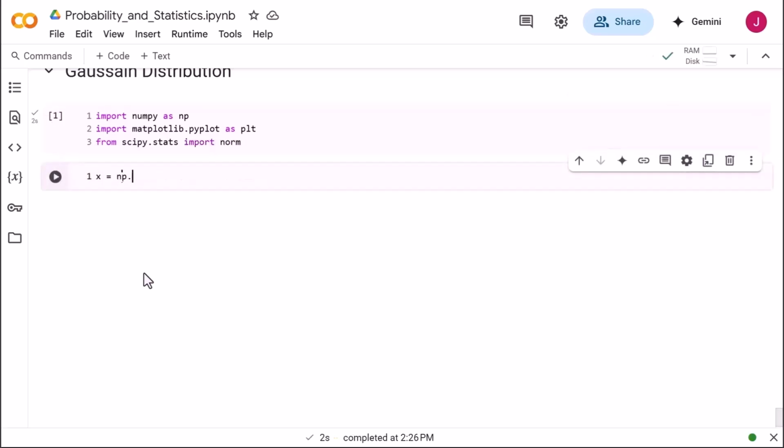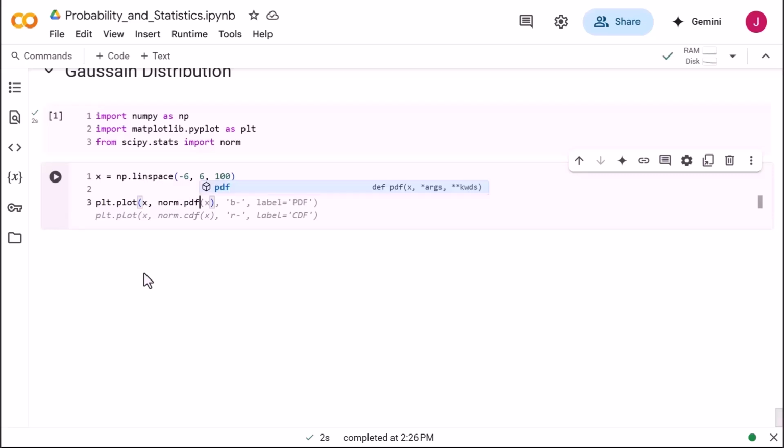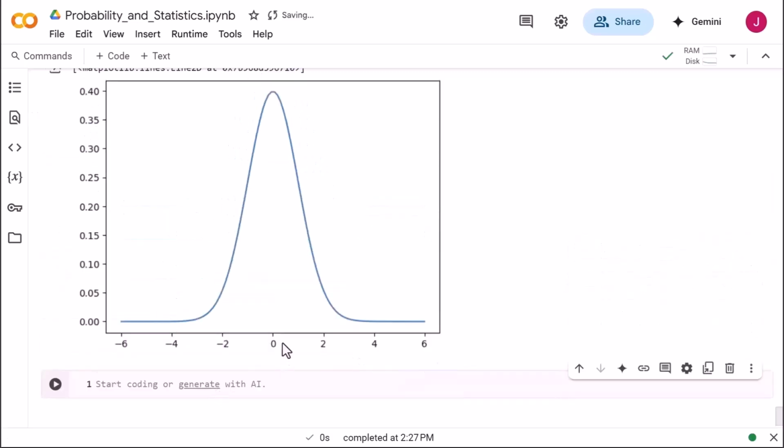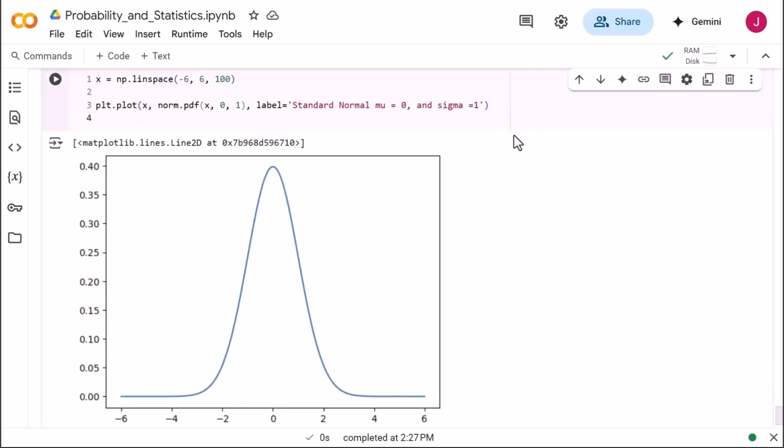x is equal to np.linspace of -6 to 6, and we will generate 100 numbers. Then we go for plt.plot, and here we pass x, and for the y values, we go for norm.pdf of x, with mu equal to 0 and sigma equal to 1. Then we label it as standard normal with mu equal to 0 and sigma equal to 1, right? So here we go. This is the normal distribution. So let's add a grid as well, plt.grid.